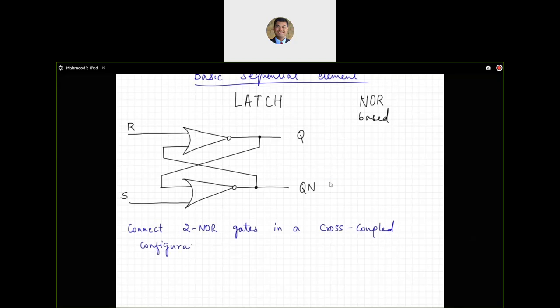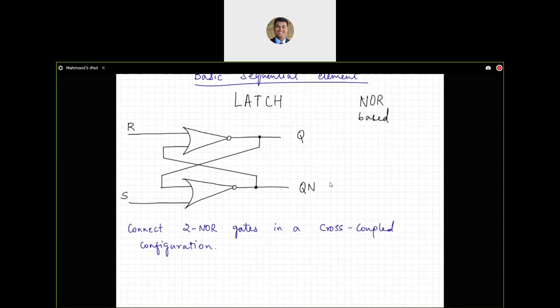The claim is that we can get memory with this. So without going into too much detail, I at least want to give you an appreciation towards how we get the memory. And because it is based off of a NOR gate, it is very useful to recollect what a NOR gate is supposed to do.